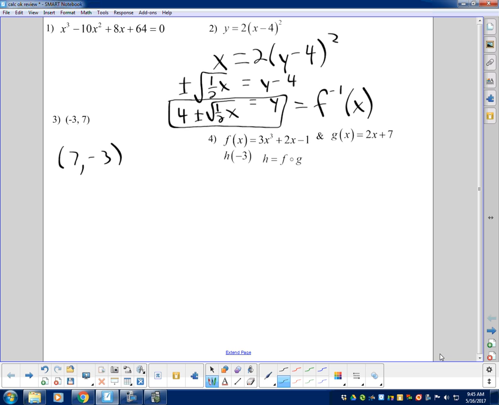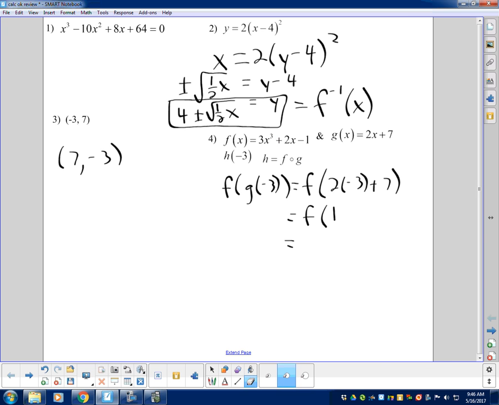So what this is asking for, if h equals f composed with g, I'm asking for f of g of negative 3. And so we can start by plugging in negative 3 into g. So it looks like this, 2 times negative 3 plus 7. And now I'm asking for f of negative 6 plus 7, which is 1. And then f of 1, put that into the outer function. So that's 3 times 1 cubed plus 2 times 1 minus 1, which gives me 4.